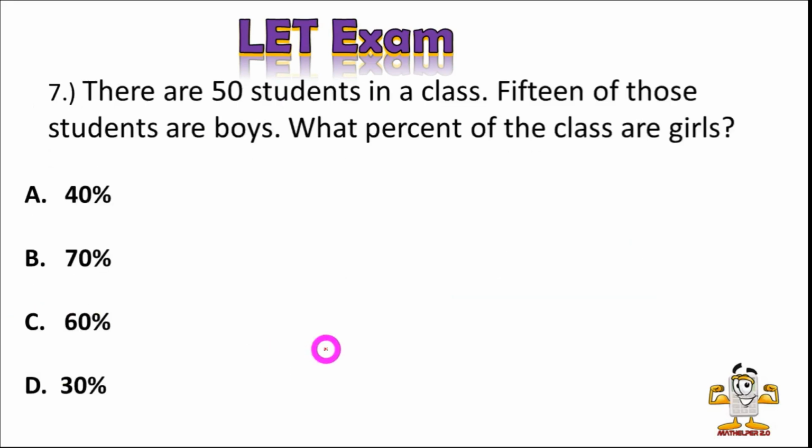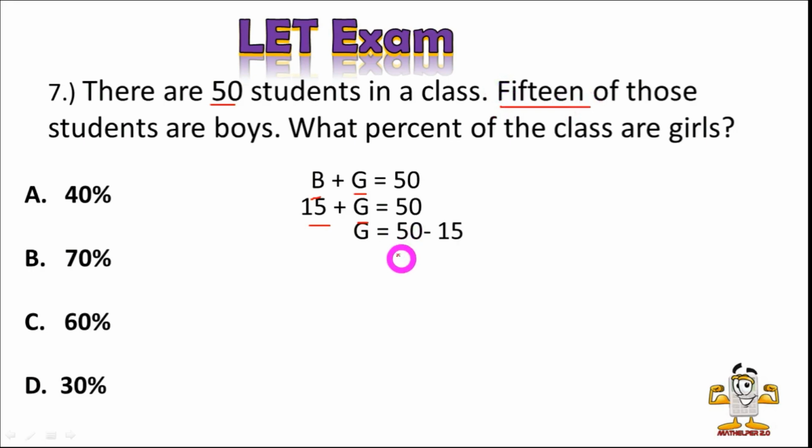So number 7, there are 50 students in a class. 15 of those students are boys. What percent of the class are girls? So boys plus girls equals 50. So there are 50 students. So 15 boys. Hindi po tingnan yung number ng girls. So 50 minus 15, so 35 po yung girls.